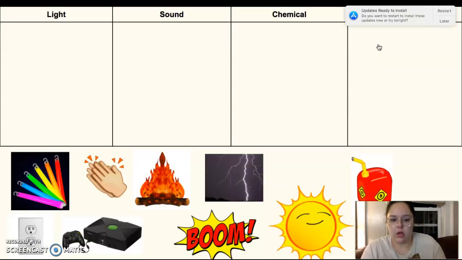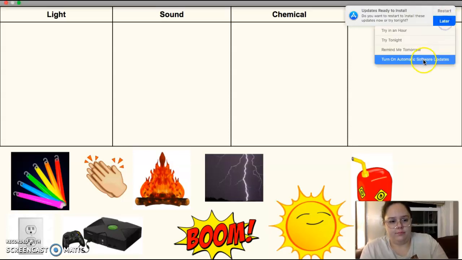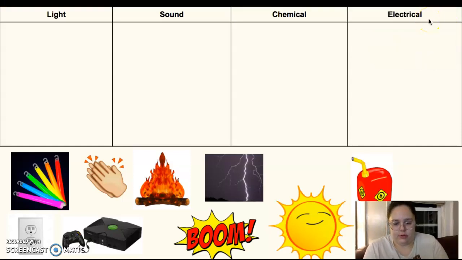All right, so I would like you guys to do this little sort with me if you can. So we have a glow stick. Remember, things can be put under different categories. I want you to try and think of the first energy that is used. So a glow stick, the first energy that is used, do you think it is light, sound, chemical, or electrical? We've got hands clapping. Go ahead and sort that in your head. Light, sound, chemical, or electrical.